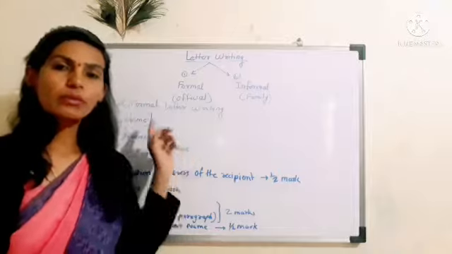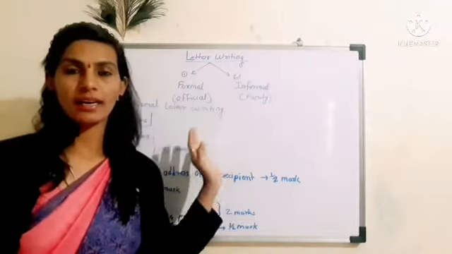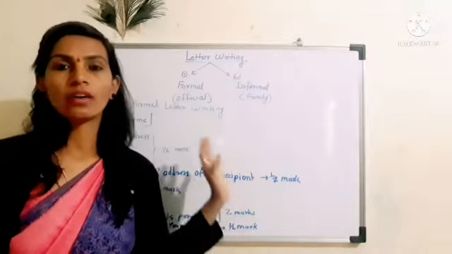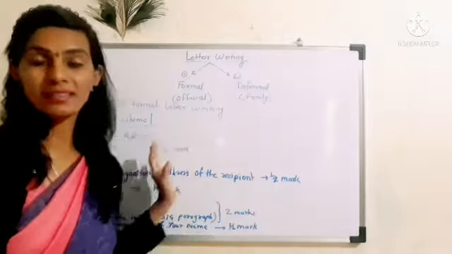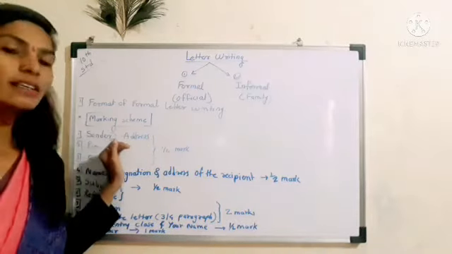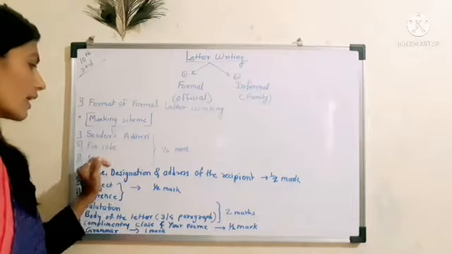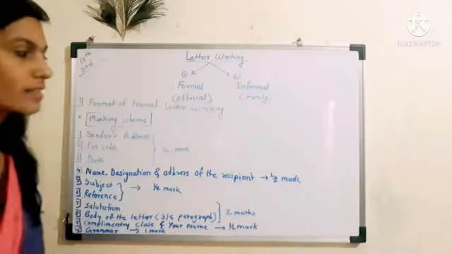Now let me tell you the marking scheme. As I told you, both of these have 5 marks. So let me explain the marking scheme. Here: sender's address, pin code and date. This will come for half mark. See, sender's address, how to write?